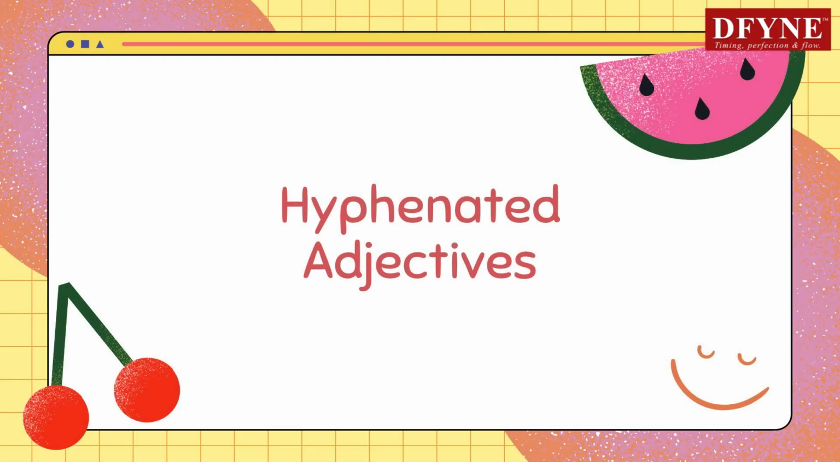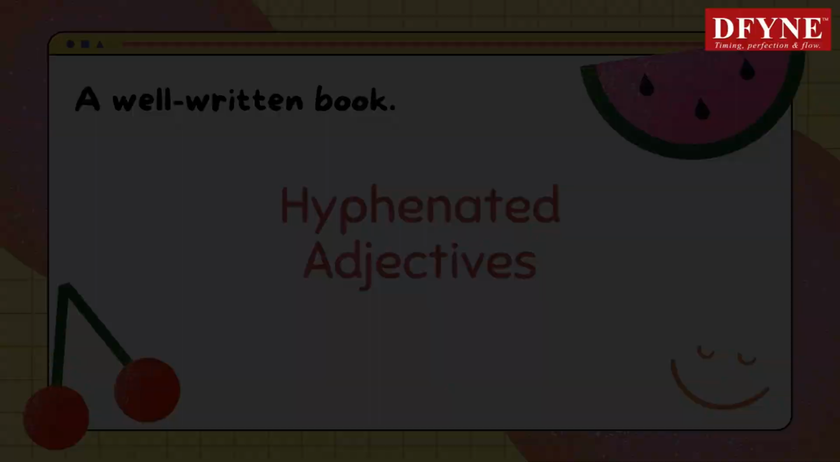Until now, we were looking at non-hyphenated adjectives. It is possible that you might get confused with a hyphenated one. For example, a well-written book. Here, the hyphenated words act together as one adjective in order to describe the noun book. Let's look at another one.